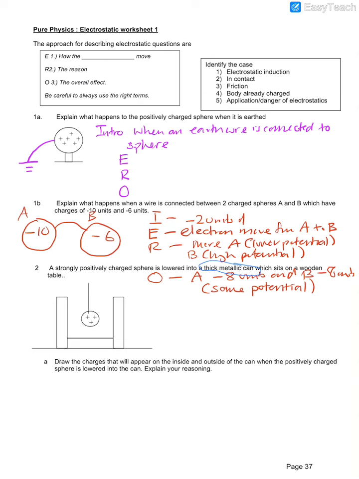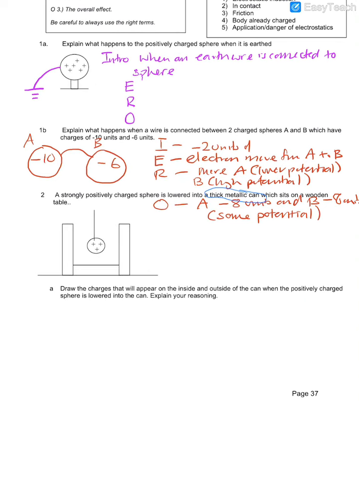Okay, so you identify that which process? Contact? No. Friction? No. Induction? Yes. Okay, then firstly, part A, typical question. Ask you draw first and then explain why. Okay, so draw your charges that will appear on the inside and the outside. So the inside, negative. Yes. So draw negative. Again, draw properly. You're going to draw, let's say, 9 of them on the inside. Up to you how many you want to draw.